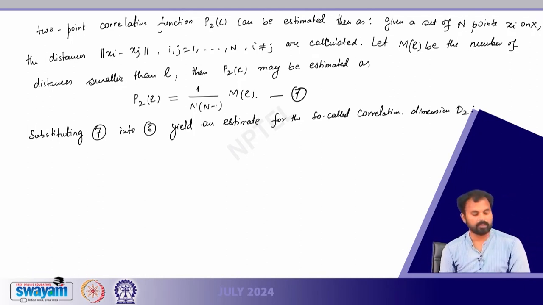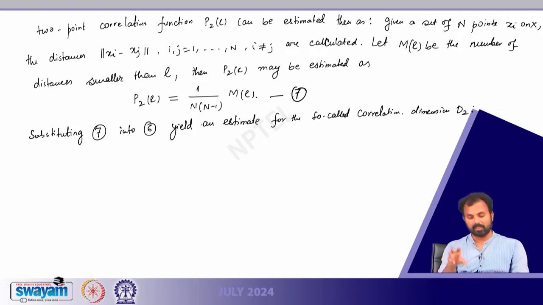Similarly, you can have it for D3 and so on. So, this is how we are defining the correlation dimensions D0, D1, D2 and D3. So, D0 is basically your D cap that we defined earlier. And from introducing this D0, D1, D2 and so on, we can define the fractal dimension.